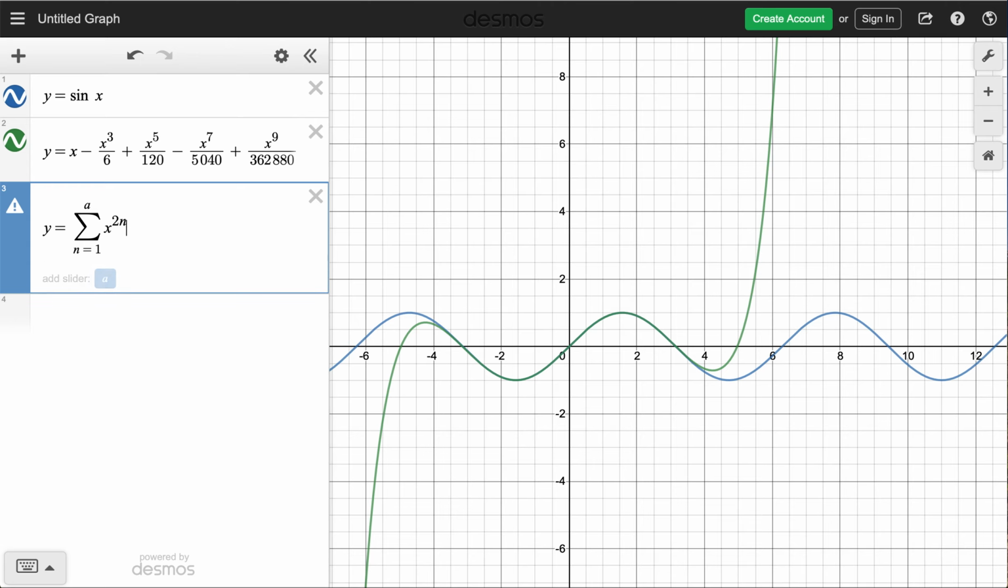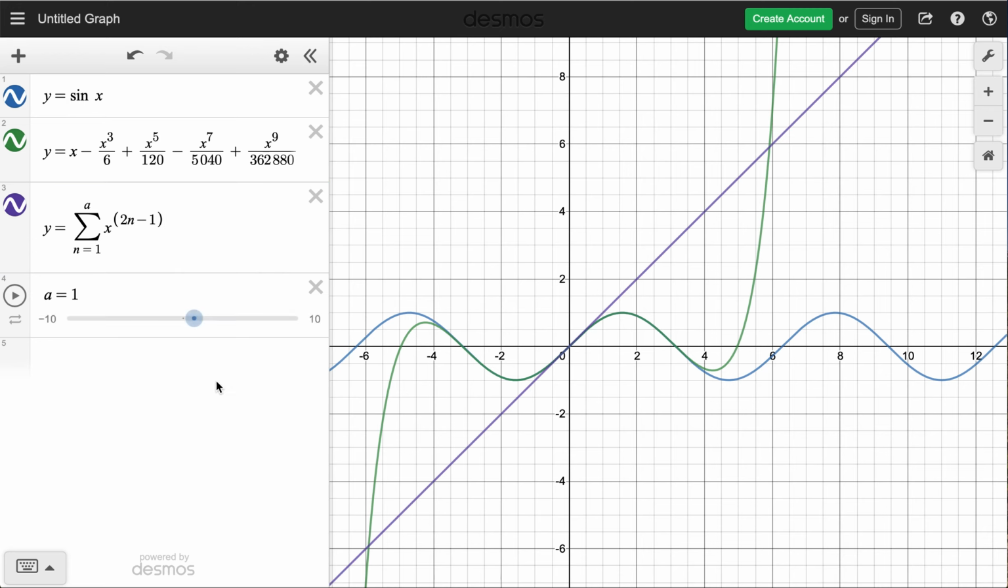So if I go like, I have to put it in a bracket, 2n minus 1 like that, then let's add the slider now. There you go. So that is with a equal to 1, so that is x to the power of 1. So it's y equals 1. So it's that purple, y equals x, that purple line there.